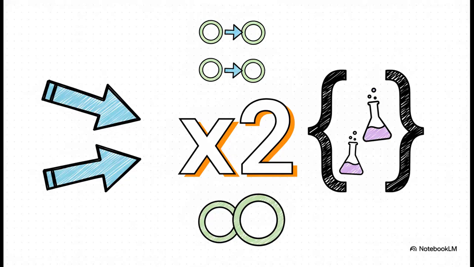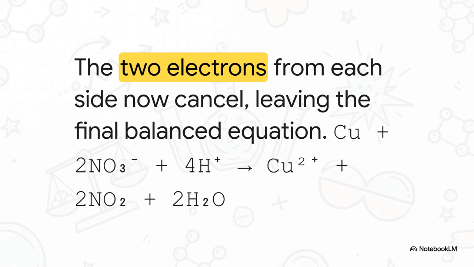To make the electrons match, we just need the reduction reaction to happen twice for every one time the oxidation happens. So we take that entire reduction equation and we multiply the whole thing by 2. When we multiply that second equation by 2, and then we add the two equations together, this is what we get. The 2 electrons lost by the copper are now gained by the 2 nitrate ions. The electrons on each side cancel out completely, and we are left with our final, perfectly balanced ionic equation.